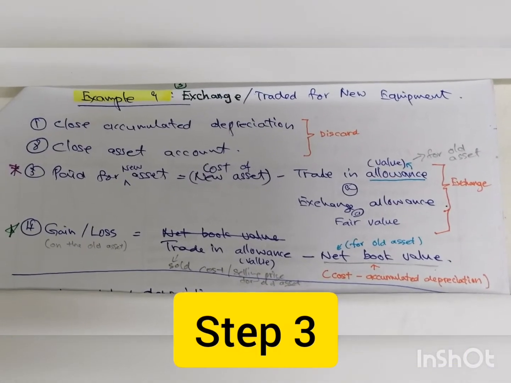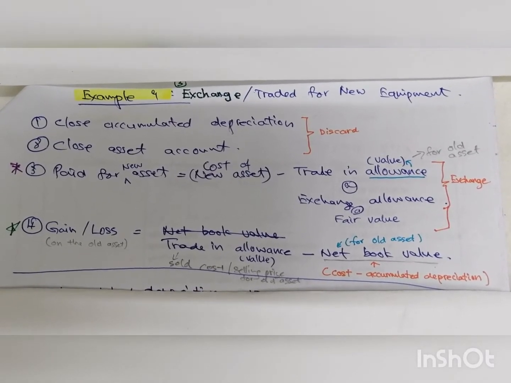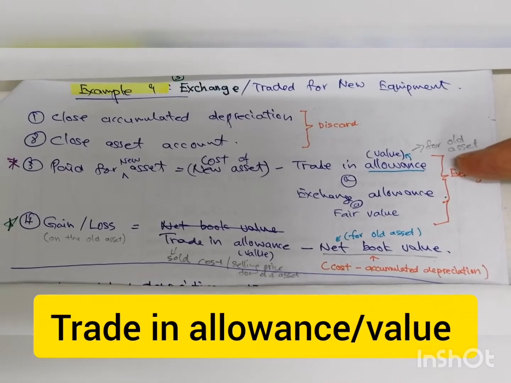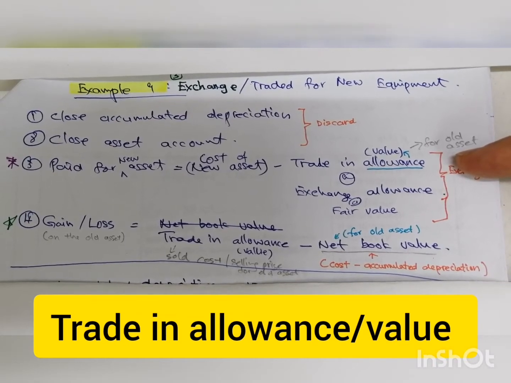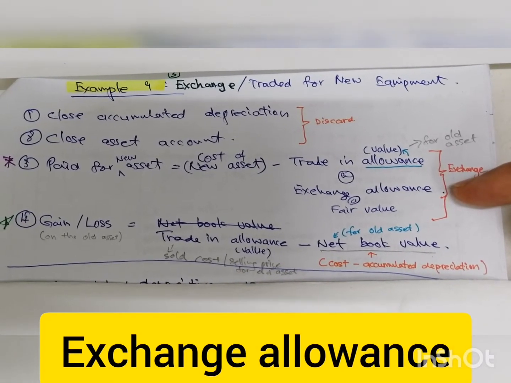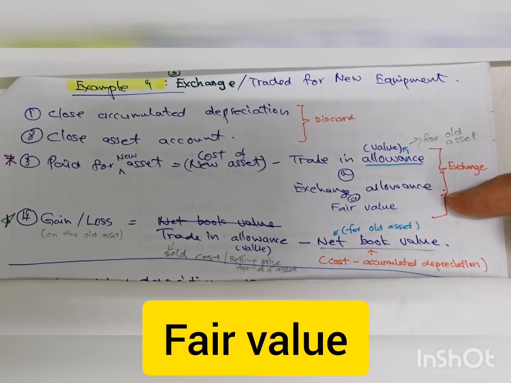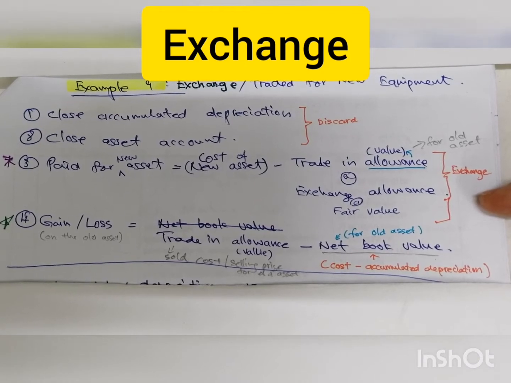Step 3. To calculate the payment for new asset, that is cost of new asset minus trade-in allowance or trade-in value, or you can say it is an exchange allowance, or sometimes we use the name of fair value. The purpose here is to record the process of exchange.